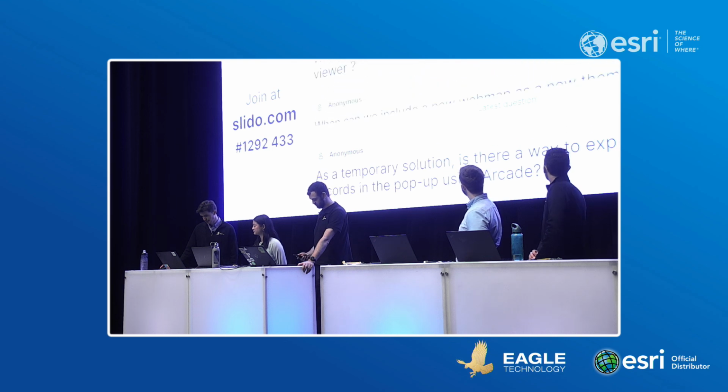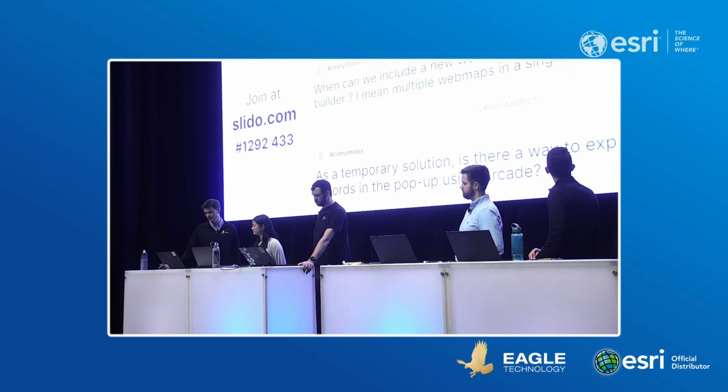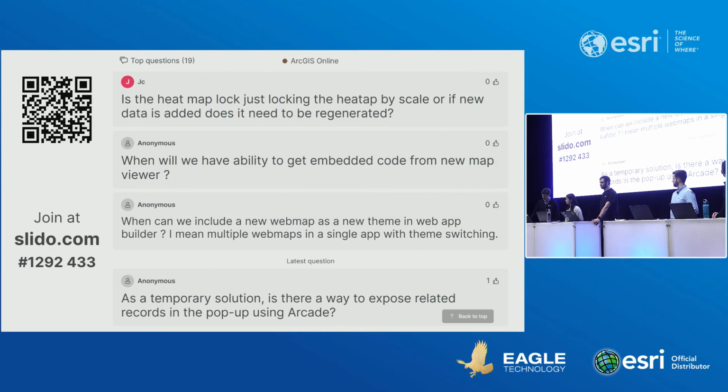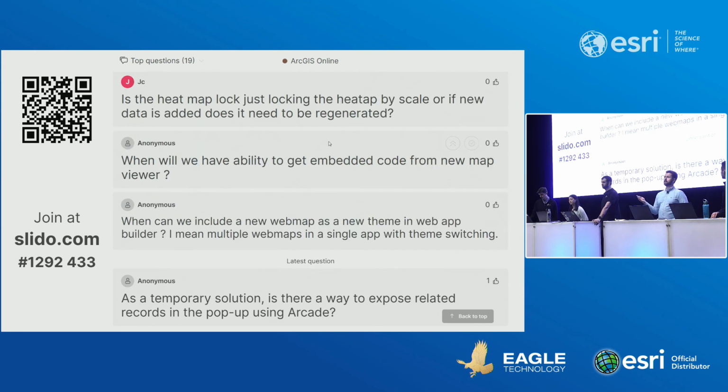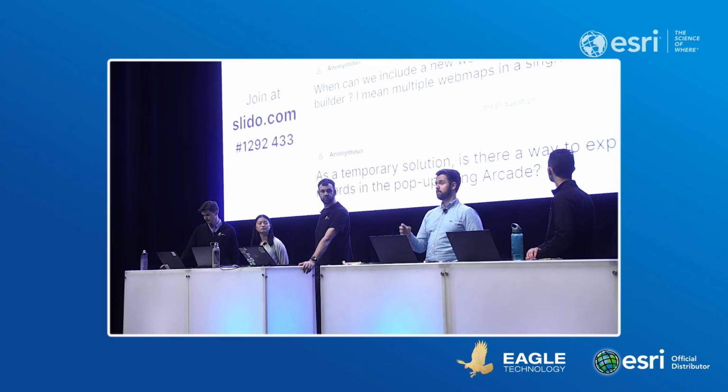Is the heat map lock just locking the heat map by scale, or if new data is added, does it need to be regenerated? Yeah, I can take this one. It's dynamic. When you're adding new data, so long as you've got your refresh interval turned on your layer, that will update the heat map visualization. And it's also scale dependent as well. It's not just locked at a certain scale when you're zooming in and out. The heat map visualization will respond to that as well.